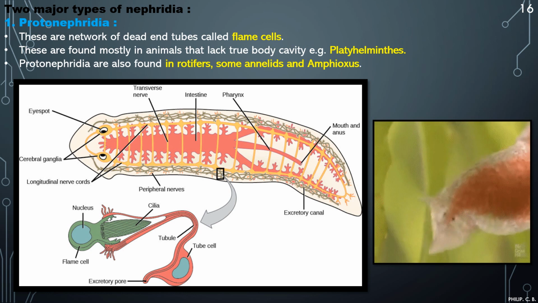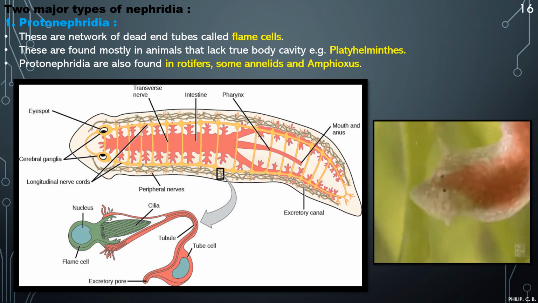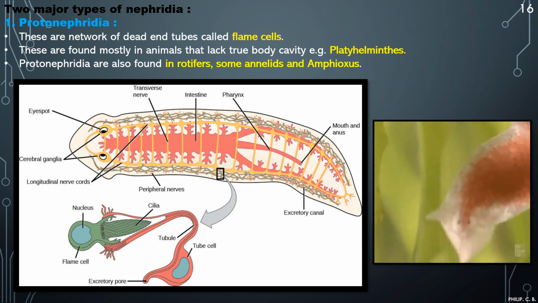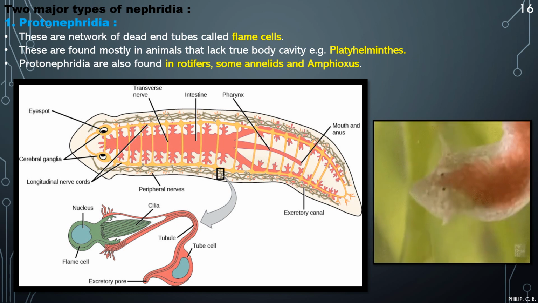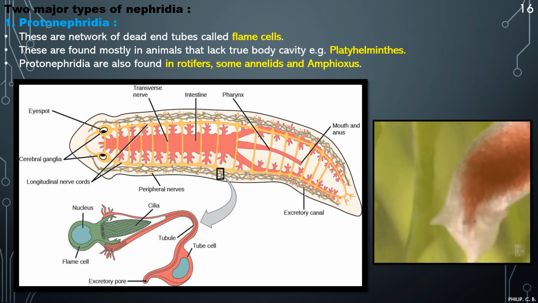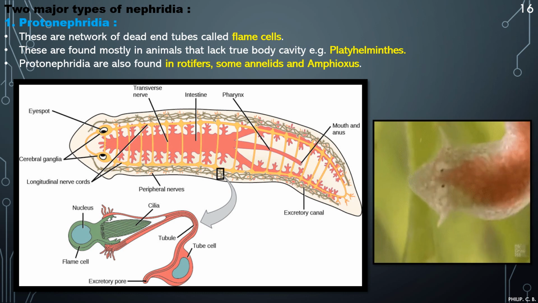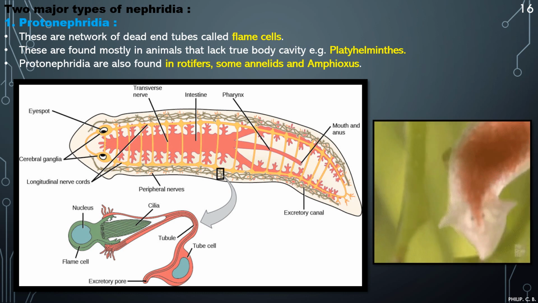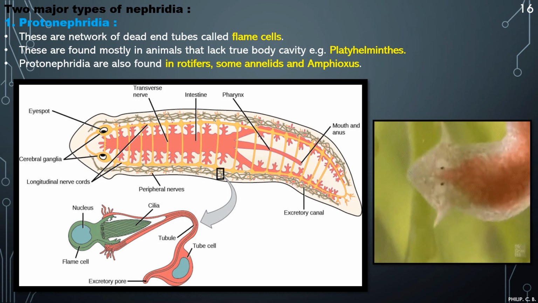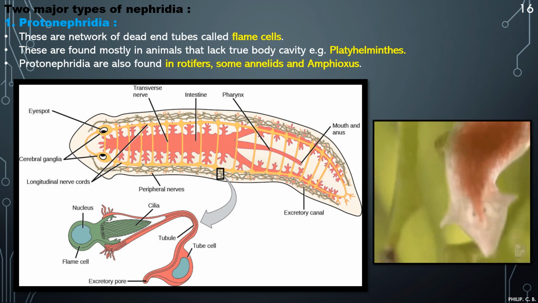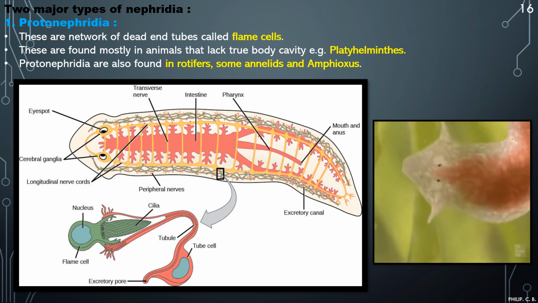On the left, first you can see the image of planaria, which is an example of Platyhelminthes. You can see what the actual structure is: eye spot, cerebral ganglia, longitudinal nerve cords, transverse nerve, intestine, pharynx, mouth and anus. Mouth and anus, see where it is, at the posterior end, which is common, and the excretory canal. And you can see the excretory pore separately highlighted on the lower part: excretory pore, flame cell, nucleus, cilia, tube cell.